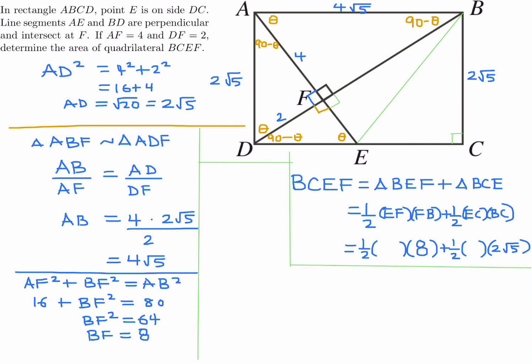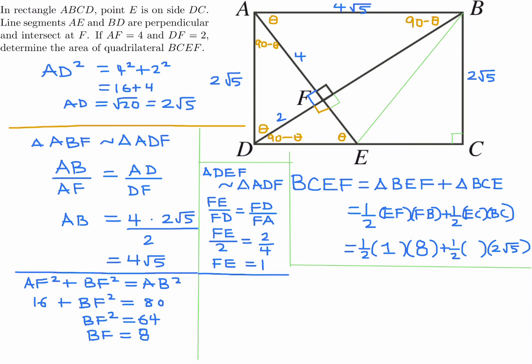Now we can continue using similar triangles. In particular, triangle DEF is similar to triangle ADF. And from that, you get the following relationship, that FE over FD is equal to FD over FA. And plugging in our values, you get FE over 2 is equal to 2 over 4. And solving for FE, you get FE is equal to 1. So FE or EF is 1. So there you go. I've got one more value, and that's EC. EC is from here to here.